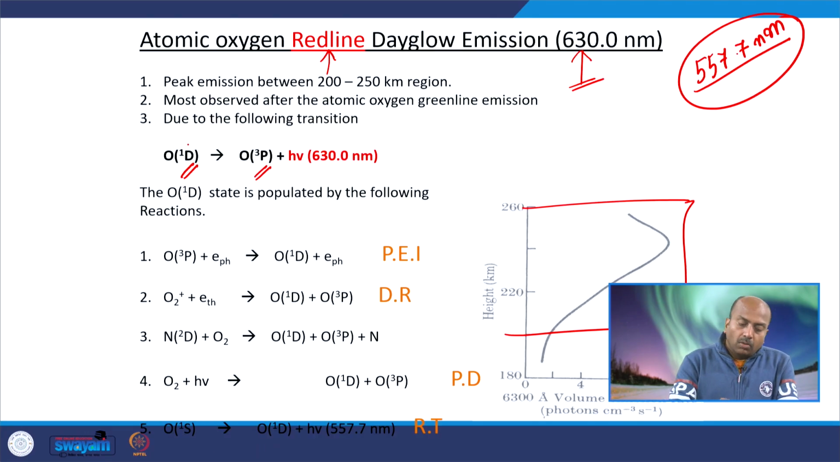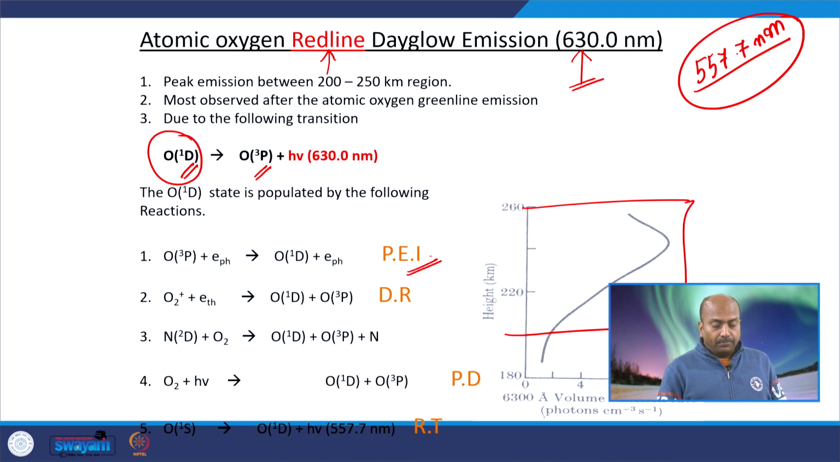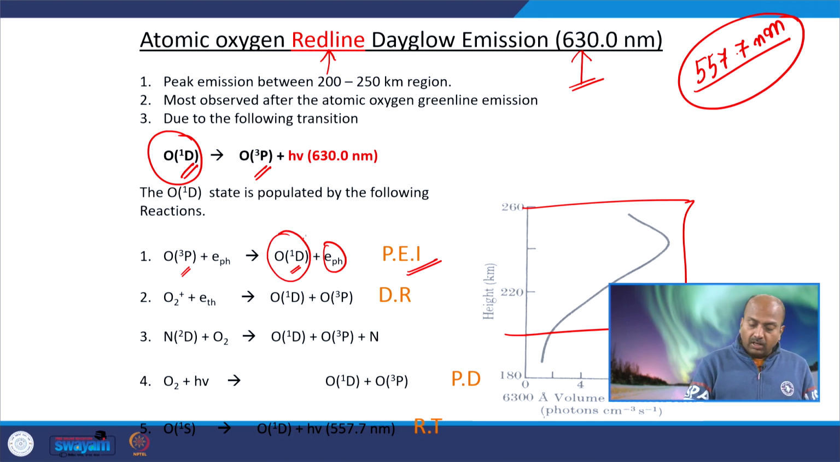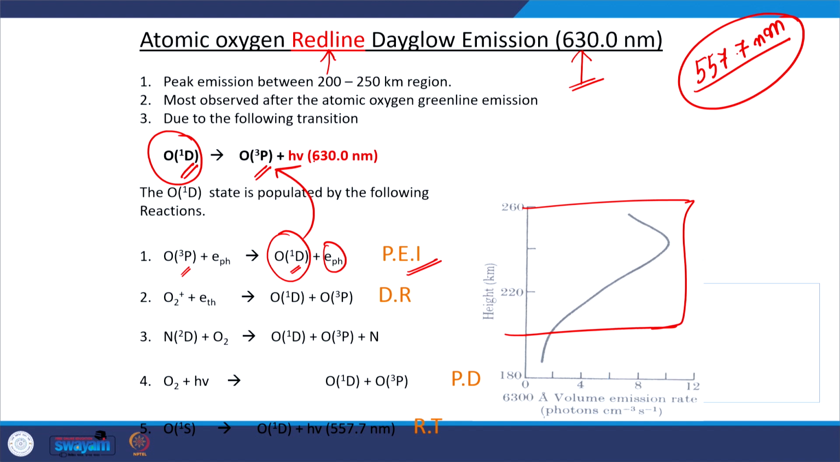Now, again we talk about the source and sink processes for this airglow emission. Source processes are those, in this case, the chemical reactions or photochemical reactions which will put oxygen in the singlet D state. What are those? The first and very important process is the photoelectron impact, in which a photoelectron is colliding with triplet P, which is the ground state, and producing a singlet D. The same photoelectron is emitted out. So, that means you have an oxygen atom in the excited state, which subsequently may produce the red line emission.